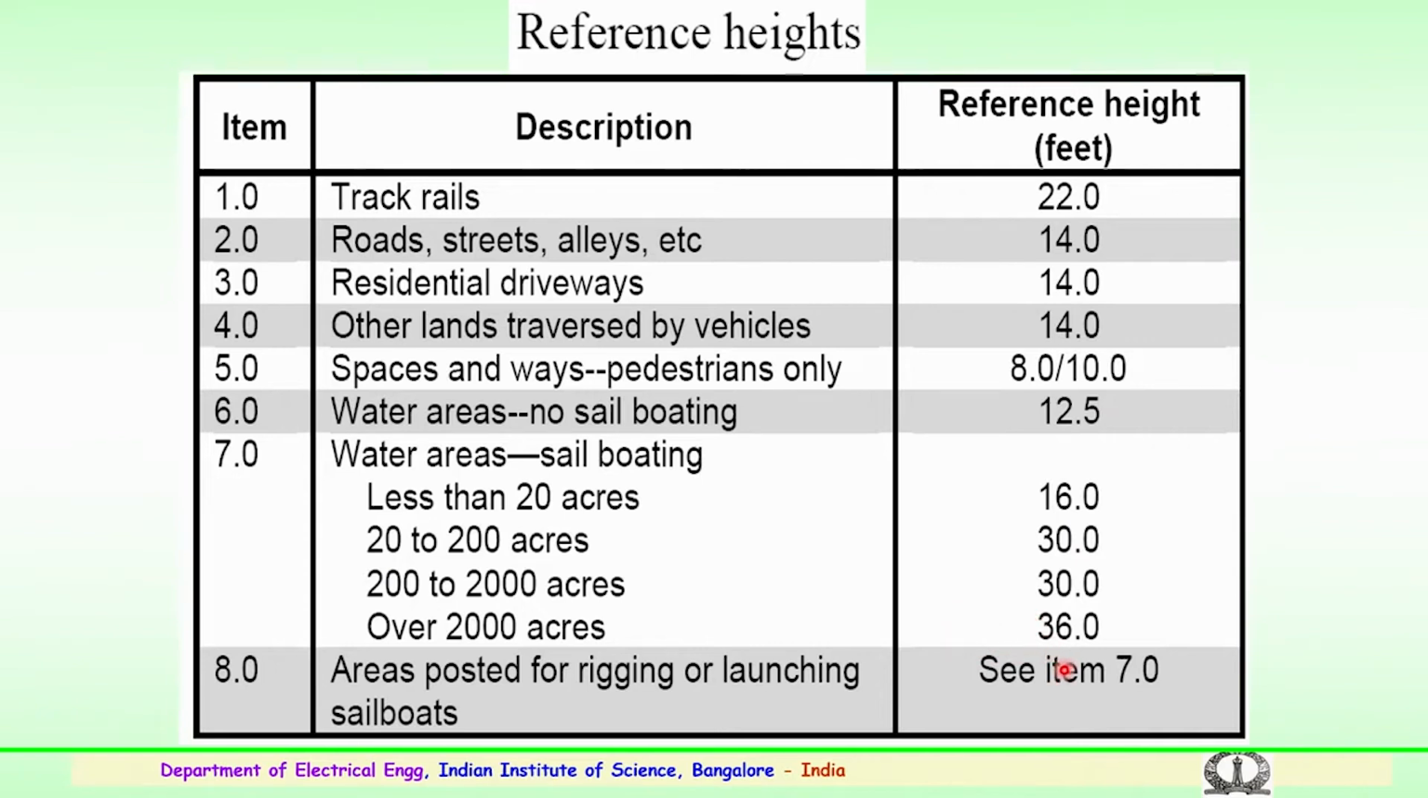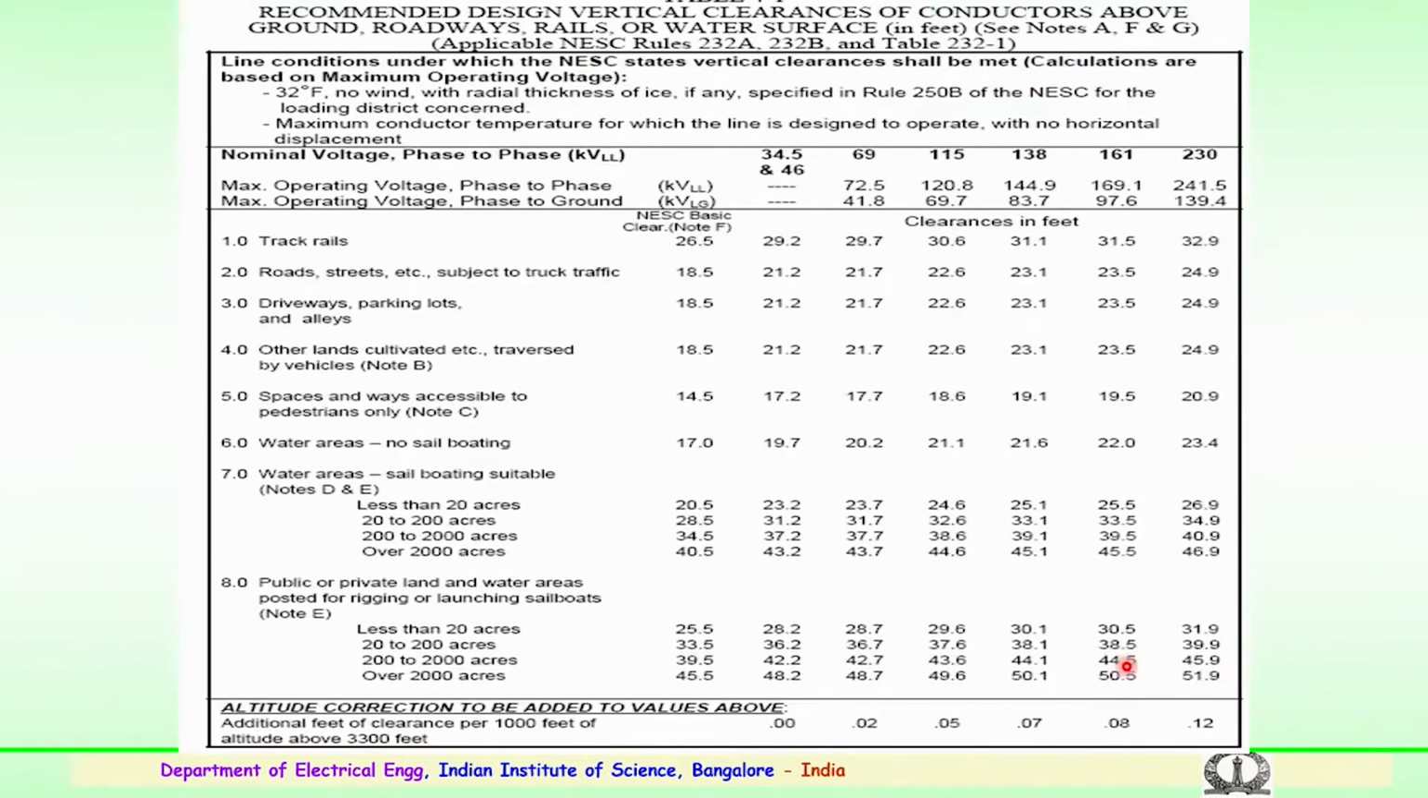So, these are all the reference details, height details given as per the international or national standards, which are to be adhered to during the distribution tower construction, so that the necessary clearances are maintained and electrical accidents do not occur. So, these are some recommended vertical distances or clearances of the conductors above the ground, roadways, railways or water surface, places where these have to be adhered to.